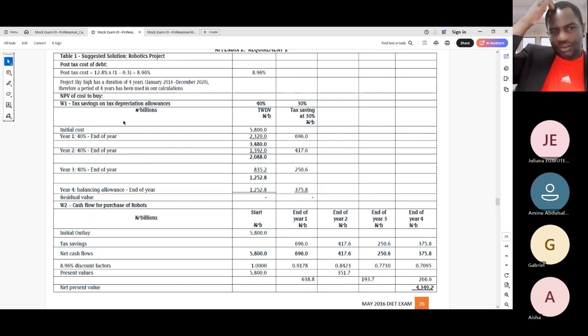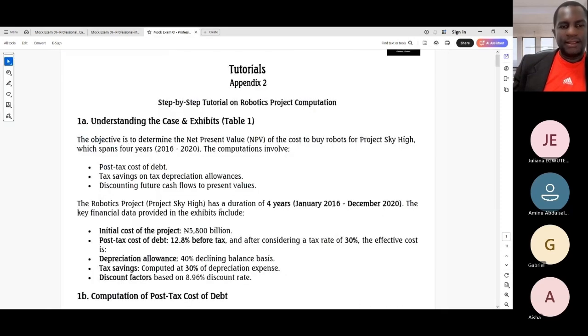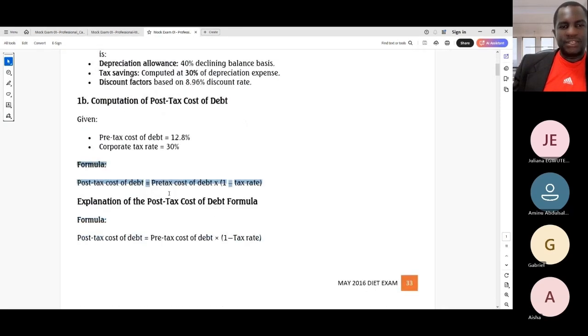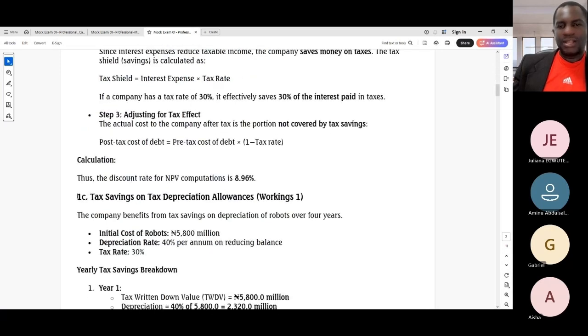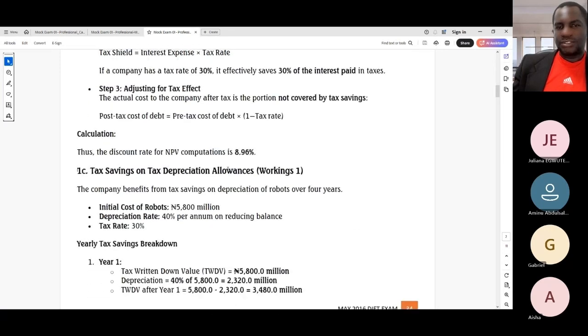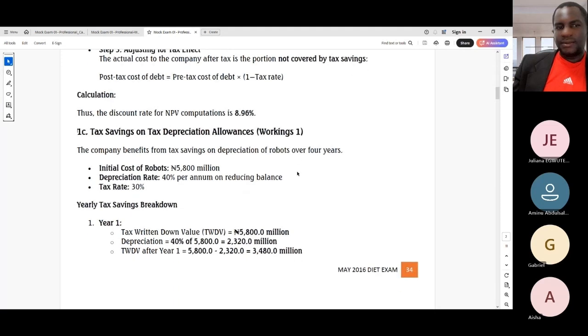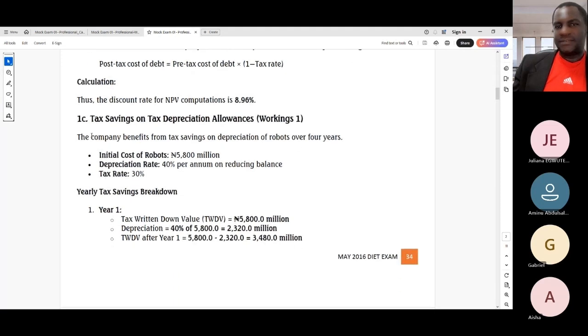But if you are not writing tax, then you may have to go back to it to revise, because this is graphically what is tested here. So if you come to my tutorial, you will see that I talked about the computation very graphically here. So you can see 1C, tax savings on depreciation allowance. I give you the company's benefit from tax savings on the depreciation of robots over the 4 years.